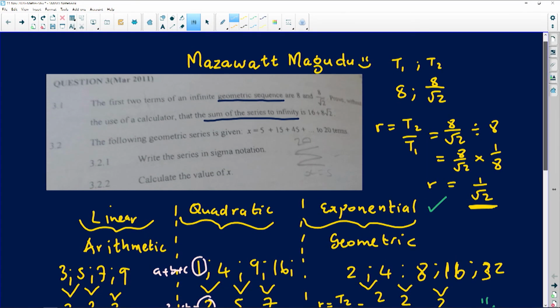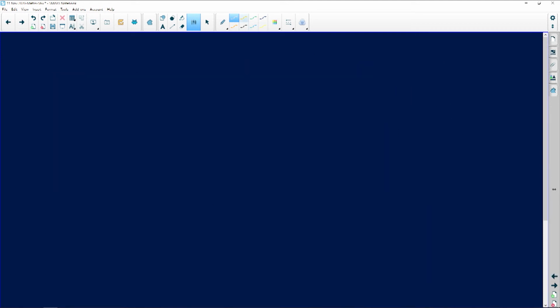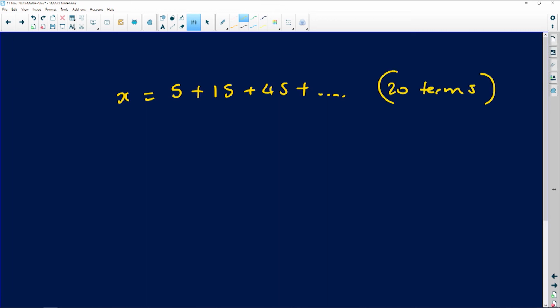The second one says to us here, the following geometric series is given. So there's actually x equals 5 plus 15 plus 45 plus ... to 20 terms, okay? This is going to 20 terms, right? So let's try and reproduce that and talk about it. So we know that we are dealing with a pattern where they said x is 5, and they told you that it's geometric, so we're happy to see that. 15 plus 45 plus ... they say it goes to 20 terms, so it goes up to T20, all right?